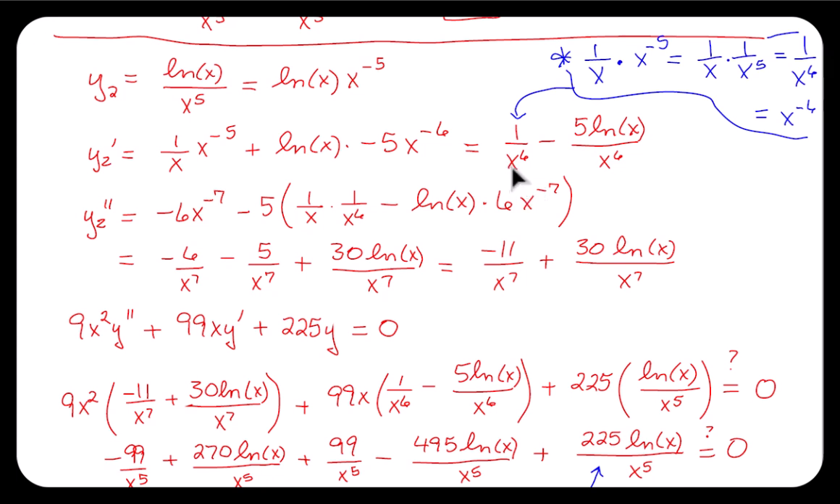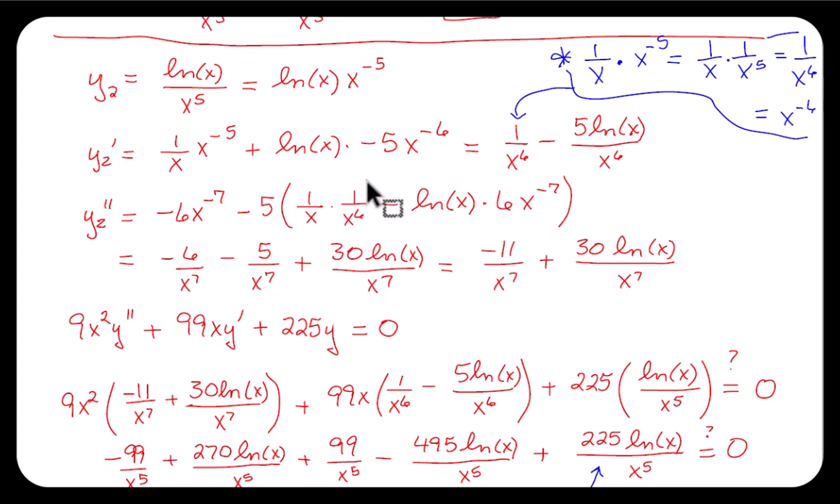This 1 over x to the 6th is really x to the minus 6. And so when you differentiate it, you get a minus 6x to the minus 7. Now this stuff is again another product rule. So the derivative of the front part is 1 over x. The x to the minus 6 just sits there.